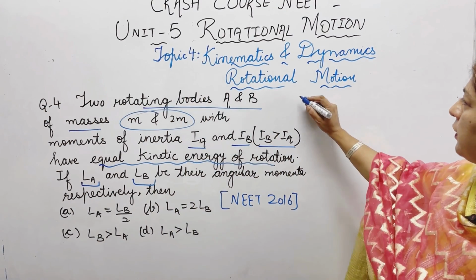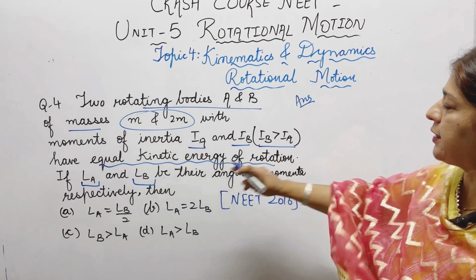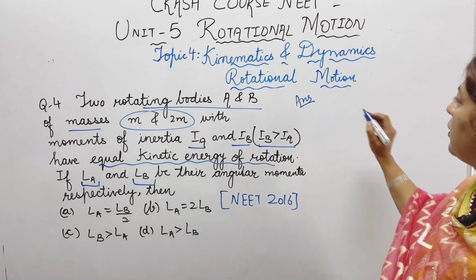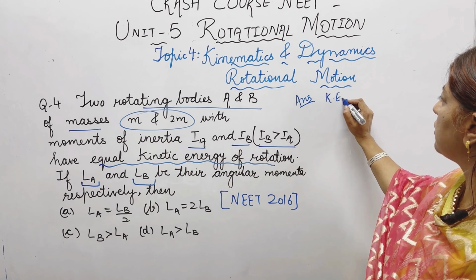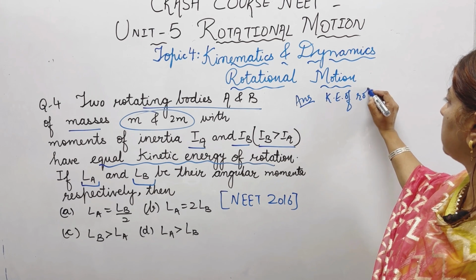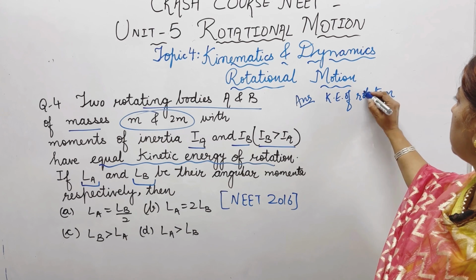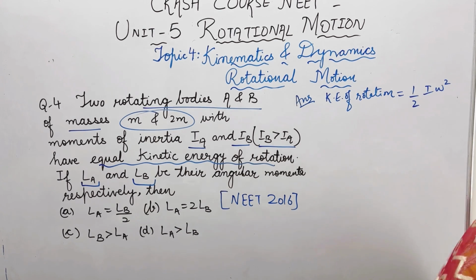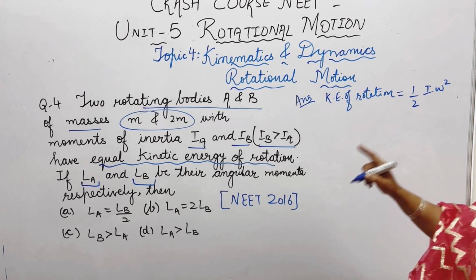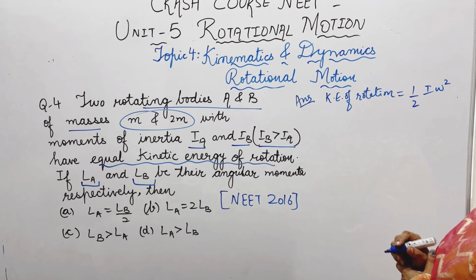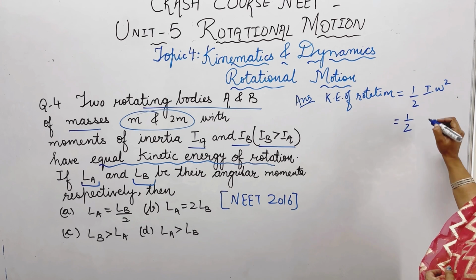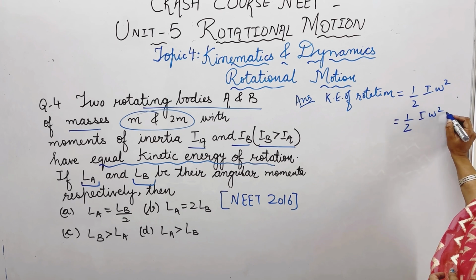We have been given in this question that these two bodies have equal kinetic energy of rotation. So kinetic energy of rotation is given by half I omega square. Now we need to relate the angular momenta also in this question. To do that, multiply and divide by I.